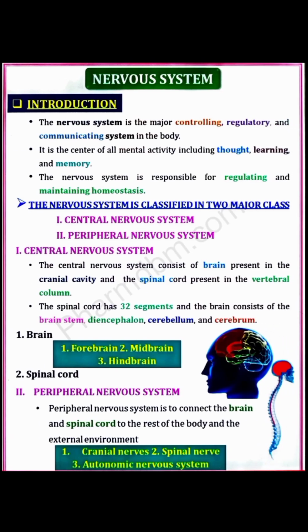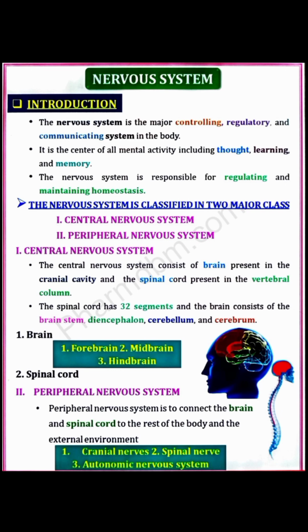The nervous system is the major controlling, regulatory and communicating system in the body. It is the center of all mental activity, including thought, learning and memory. The nervous system is responsible for regulating and maintaining homeostasis. The nervous system is classified into two major classes: one is the central nervous system and the second one is the peripheral nervous system.